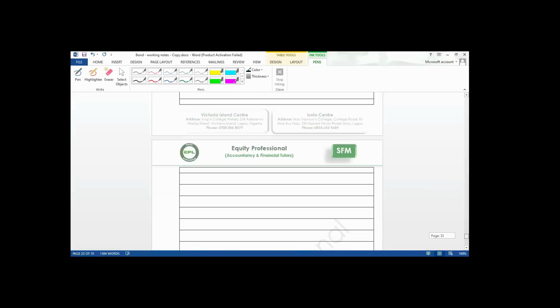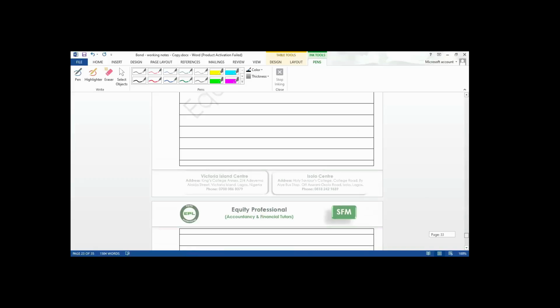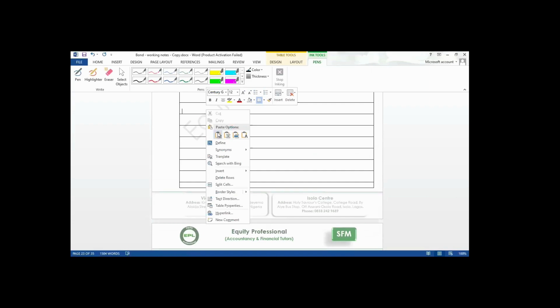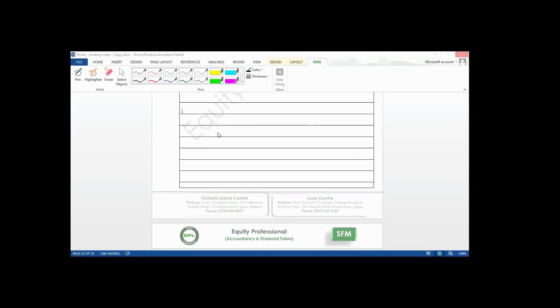Yeah, look at the answer here. I'm trying to paste the explanation. So we are done with tonight's class. Now you are going to look at the last requirement.